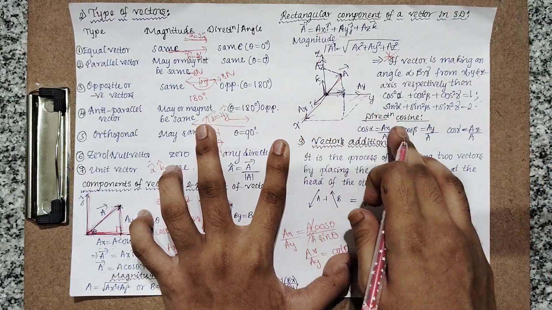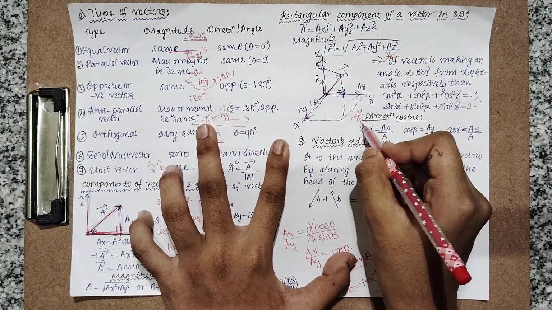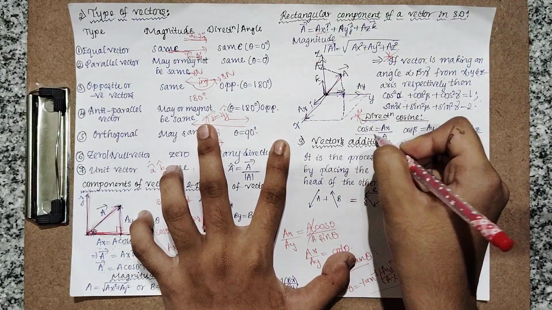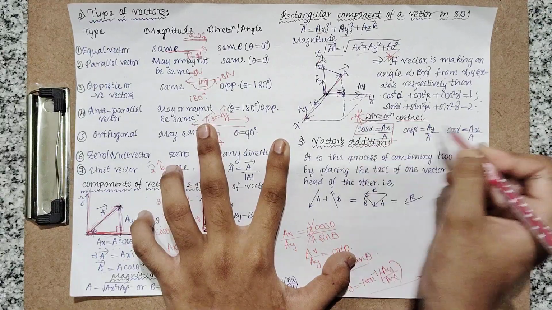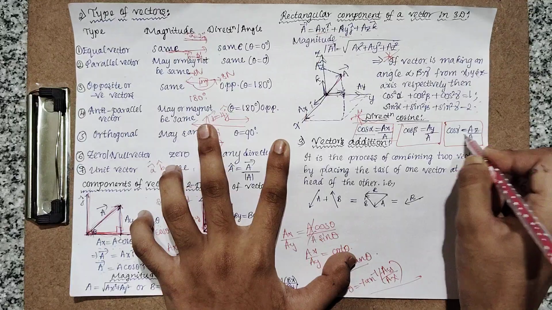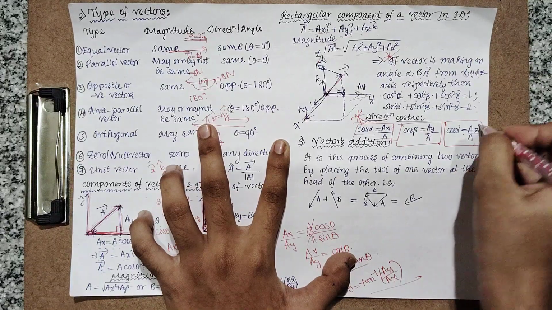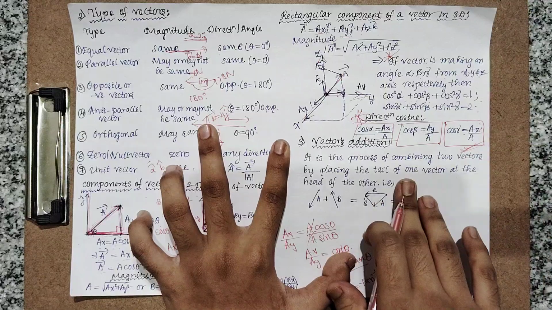And now coming to direction cosine. This is also one of the important points to remember. While coming to direction cosine, cos alpha can be written as ax by a, cos beta as ay by a, and cos gamma as az by a. You simply remember these formulas. You will get more clarity while you do vectors in your maths.